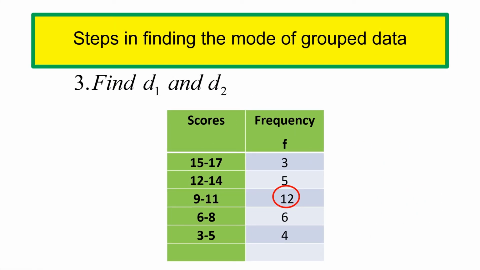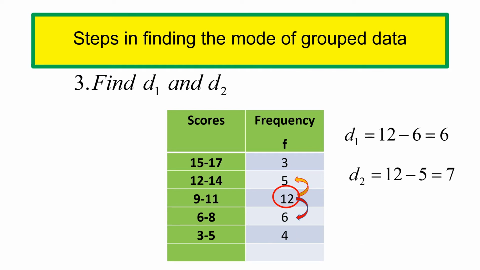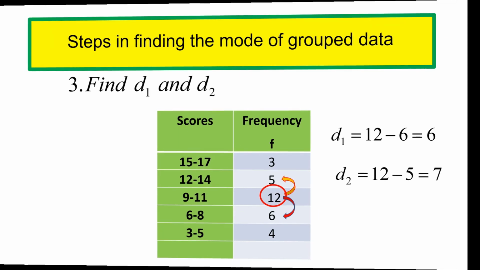So we are in step 3. Find d1 and d2. What is d1? d1 is the highest frequency minus the frequency below it. That is 12 minus 6, and 12 minus 6 is 6. What is d2? d2 is the highest frequency minus the frequency above it. So that is 12 minus 5, and 12 minus 5 is 7.